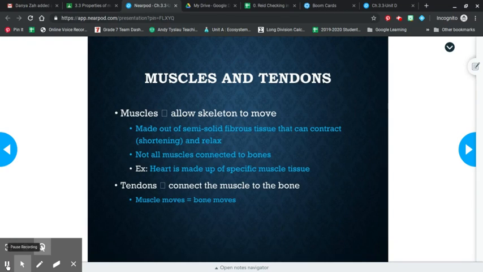So when a muscle contracts, then the bone will move. For example, the heart is a muscle. When it contracts, it pumps blood throughout our entire body. The digestive tract muscles contract and help move food along to where it needs to go, usually exiting out.